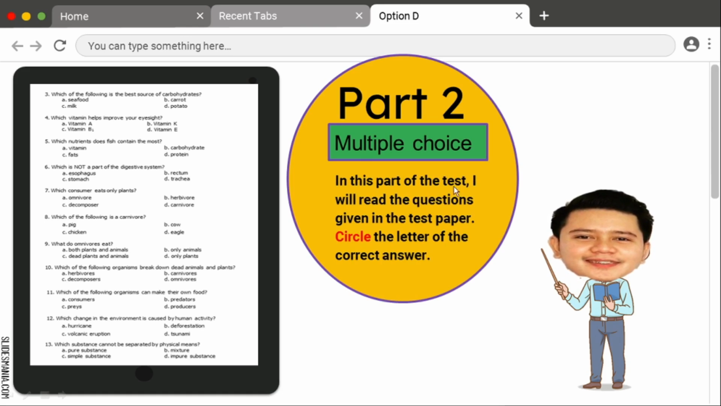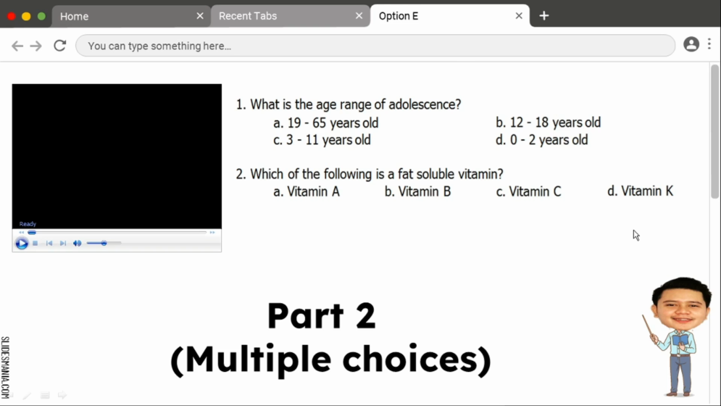In this part of the test, I will read the questions given in the test paper, and then all you need to do is to circle the letter of the correct answer. Okay, so let's start. For number 1, don't worry, I will give you 10 seconds to answer it. What is the age range of adolescents? Is it A, 19 to 65, B, 12 to 18 years old, C, 3 to 11 years old, or D, 0 to 2 years old? What is the correct answer? 10 seconds starts now.